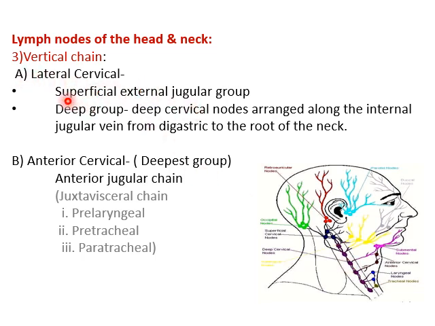So these are the superficial group of lymph nodes along the external jugular vein, the external jugular group of lymph nodes, and the deep group of lymph nodes, which are arranged along the internal jugular vein from the digastric to the root of the neck. These purple colors are the deep cervical group of lymph nodes. Anterior cervical group of lymph nodes are located anteriorly along the anterior jugular vein and along the larynx or the trachea as the pretracheal group, the paratracheal group, and the prelaryngeal group of lymph nodes.